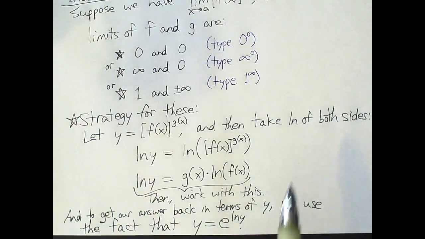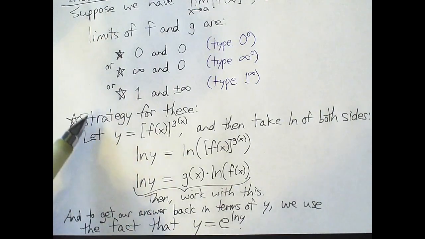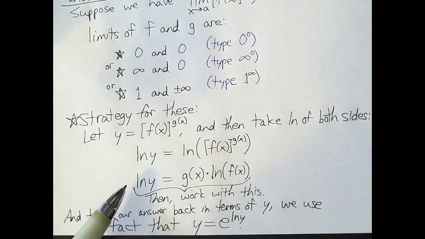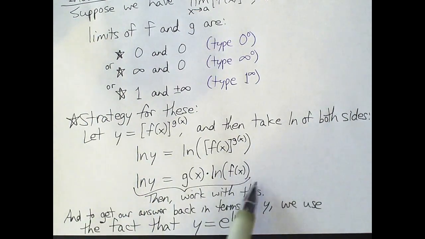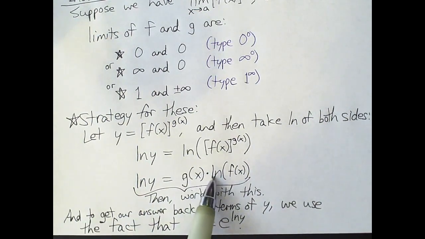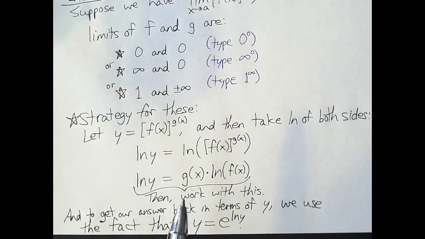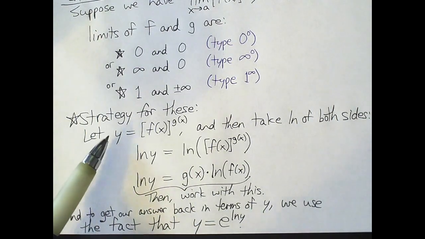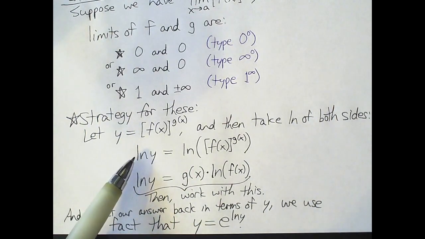So what I'm saying is you have a problem. It's y equals this function. It's a function raised to a function. You take ln of both sides, and then you work with this expression, g of x times ln of f of x, and you find the limit of that. That gets you an answer for ln y. To get an answer for y, you do e raised to what you found. So it's like basically you're changing the problem by doing ln, and then you need to change the answer back by doing e raised to that.